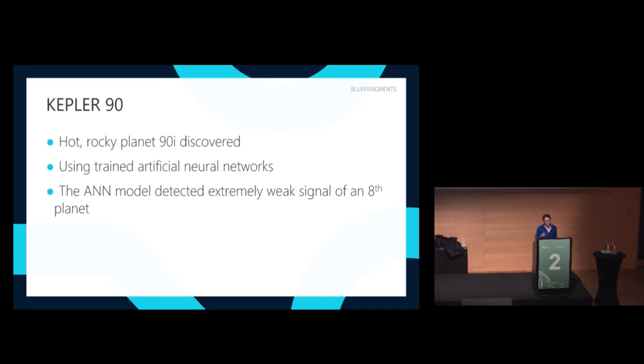So they were actually mapping the spatial patterns of the light curves. And what they found with this one was that there was a really interesting planet circling the star every 14.4 days. So it's very hot, it's really close to the star, and it's actually very small. And traditional methods had not been able to detect it.